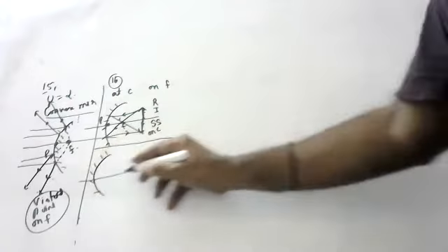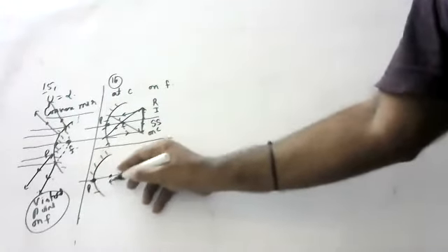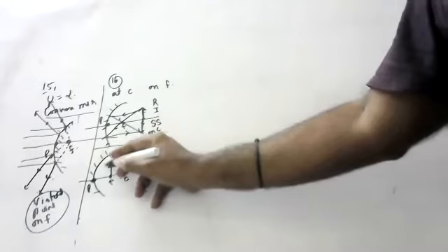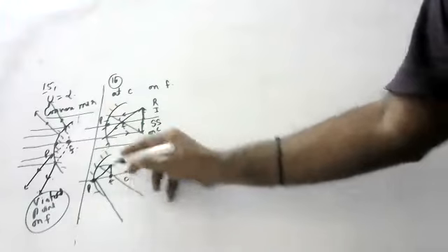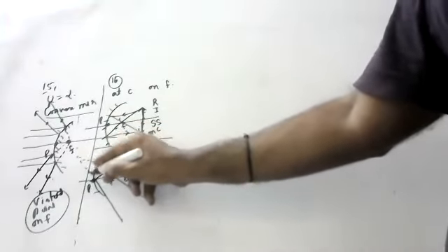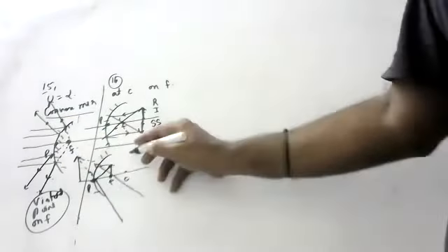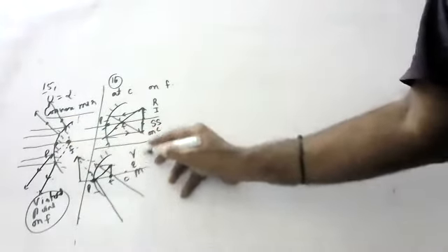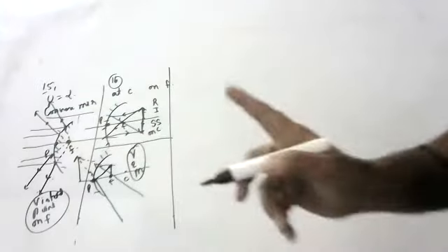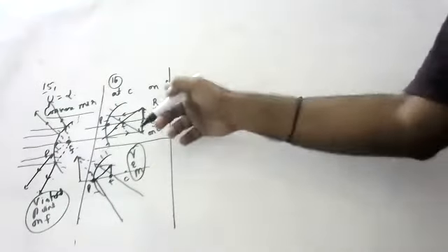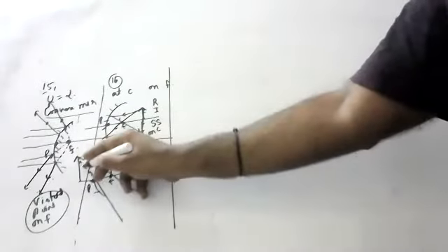Next, when the object is kept on focus, one ray goes like this, children, and through focus. The other light ray goes like this. When extended back, both will form a virtual image. What is this image, children? Virtual, erect, and magnified. Remember children, virtual images are always erect. So a virtual, erect and magnified image you will get when the object is kept on focus.